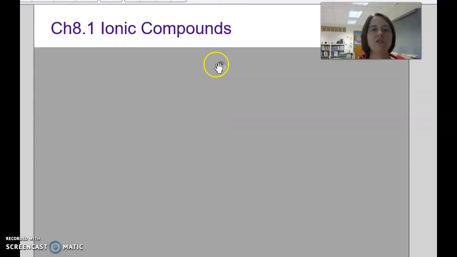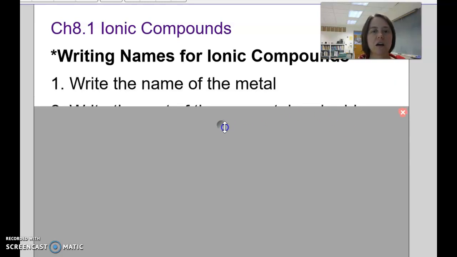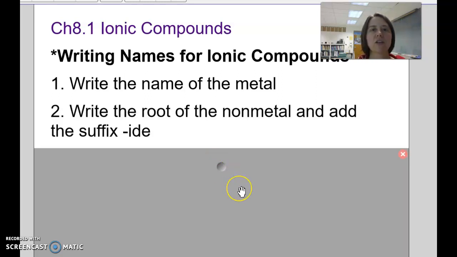Another important thing you should be able to do in 8.1 is writing names for ionic compounds. So we did from names to formulas. Now you need to be able to do from formulas to names. So how do we do that? Well, the first thing you're going to do is you're going to name the metal. So write the name of the metal. And then you're going to write the root of the nonmetal and then add the suffix -ide.